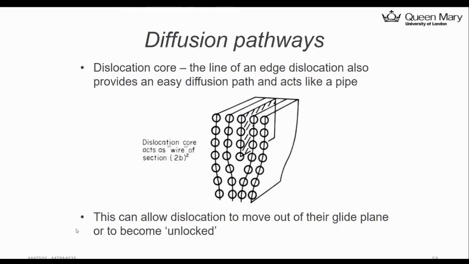Okay, so there's some concept here. The line of an edge dislocation also provides an easy diffusion path and acts like a pipe. Basically, it is the shaded area here. That's the defect part, which is much easier as a diffusion path for atoms to move around. But we are talking about dislocation itself.